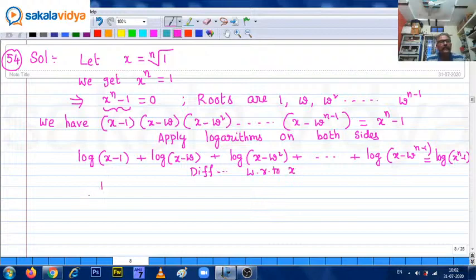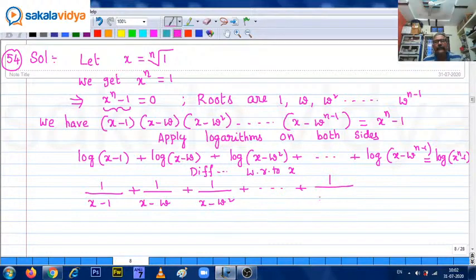Differentiation of log of x minus 1 is 1 upon x minus 1. Plus, log of x minus omega differentiation is 1 upon x minus omega, plus 1 upon x minus omega square, plus so on. The derivative of log of x minus omega to the power of n minus 1 is 1 upon x minus omega to the power of n minus 1, equal to the derivative of the right side, which is 1 upon x to the power of n minus 1 times n into x to the power of n minus 1.